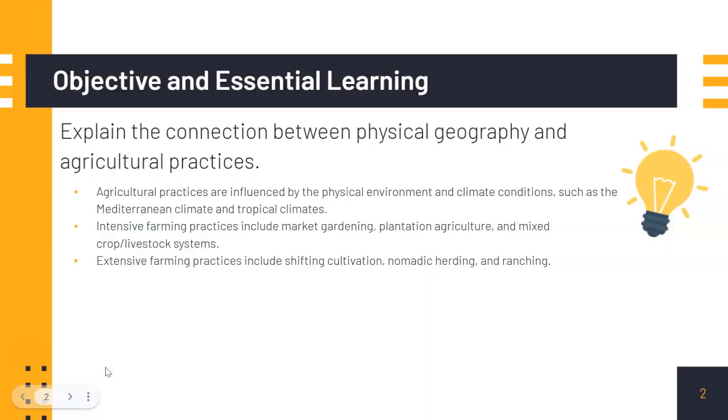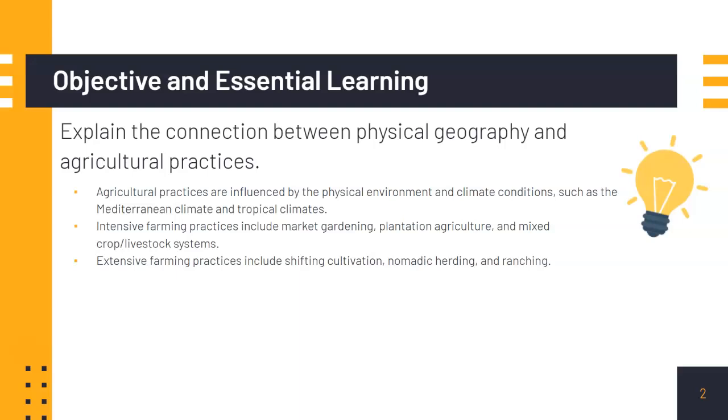Topic 5.1 highlights how the natural environment shapes where and how humans grow food and raise animals. Let's break this down by looking at the essential knowledge statements in your course description. First, agricultural practices are influenced by the physical environment and climate conditions. For example, specific climates support specific types of farming.